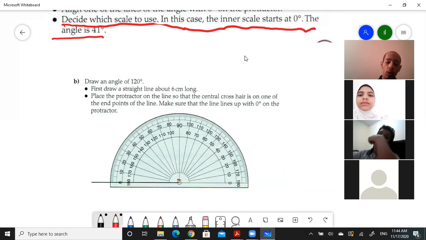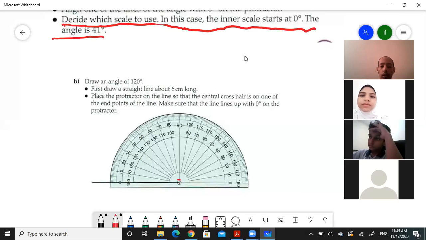So you take the line you have drawn and put your protractor on it. You align this line with the 0. In this case, we have aligned our line to this 0, not to this 0, to the outer scale 0. Clear? This is the second step.